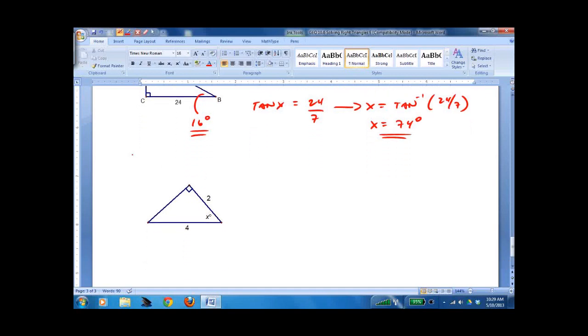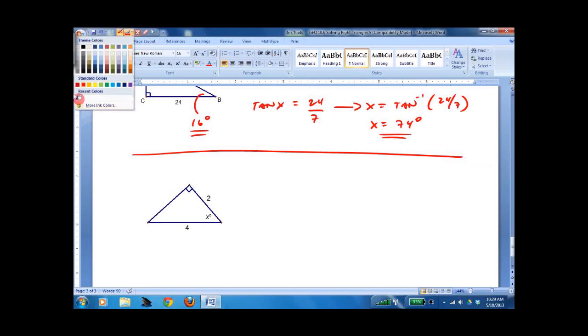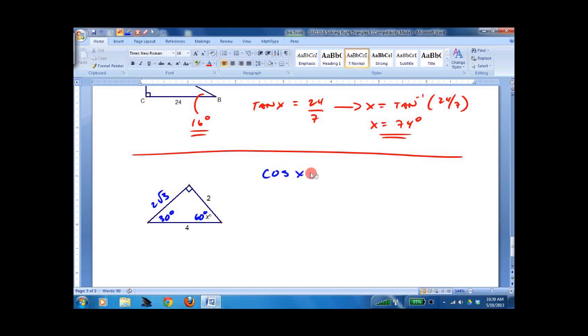Now this one, there's a couple different ways to do it. I happen to know that this is a 30, 60, 90, because if you take one side and double it, that means that's a 30, 60, 90. And this is the 30-degree angle, and this is the 60-degree angle. But most people would not recognize that, so let's write a proportion for x. I believe we'd get cosine of x equals adjacent 2 over hypotenuse 4. Therefore, x equals cosine to the negative first of 2 divided by 4. And that would be 60 degrees. Hey, look at that, I got it right.